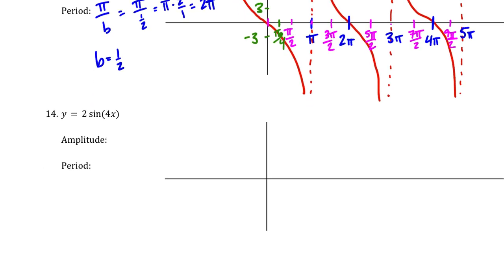Okay, next problem, 2 sine of 4x. The amplitude is 2. The period is, for sine, 2 pi over b. And in this problem, b is 4, so this is 2 pi over 4, which is pi over 2. Okay, we have no upside down. It's not flipped upside down. And so that means that we have to sketch our sine function right side up. That means we're starting at 0.